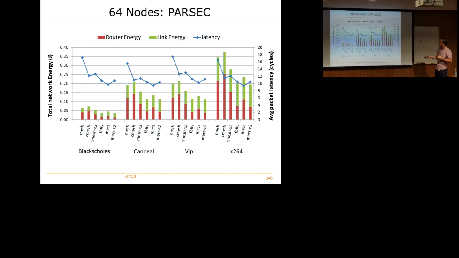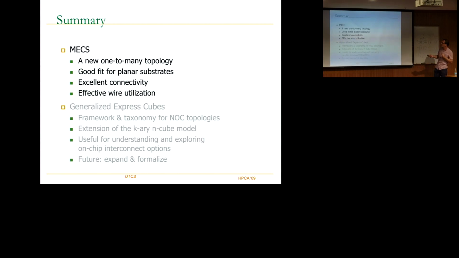So these are results with real workloads, and the results look good. Overall, in terms of energy, MEX is very similar to Flat and Butterfly, much better than meshes. And in terms of performance, this is latency over here. MEX reduces latency significantly compared to Flat and Butterfly, and also meshes in this case. And this is the average packet latency on real workloads.